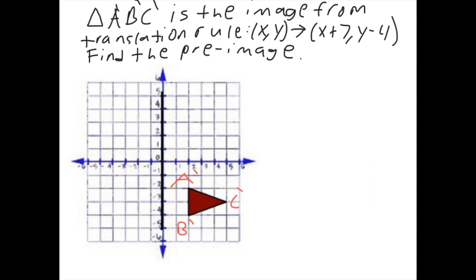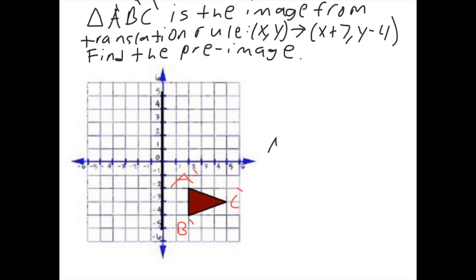In this final example, we have triangle A prime, B prime, C prime, the image from translation rule x, y into x plus 7, y minus 4, and it wants you to find the pre-image. What that means is what we are given now is the image. We're given it after it's been translated, and it wants us to find the original image, the pre-image. What did it look like beforehand, before the transformation?